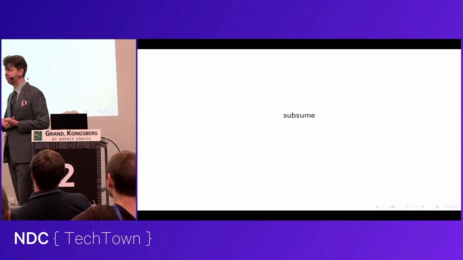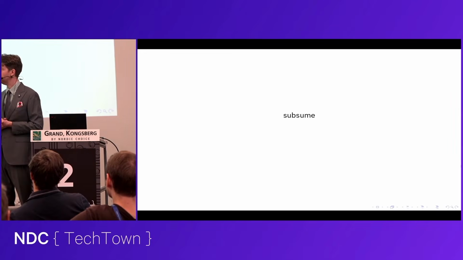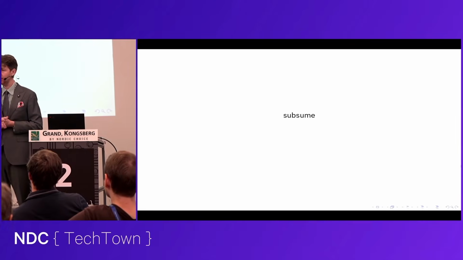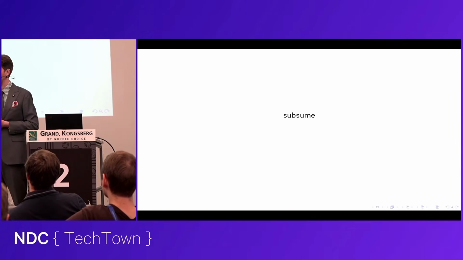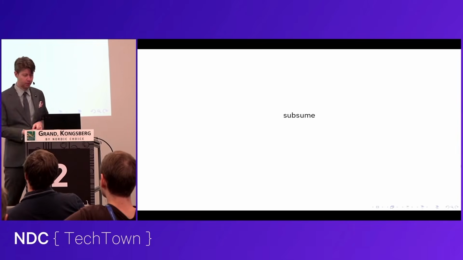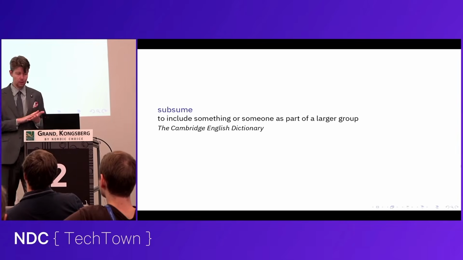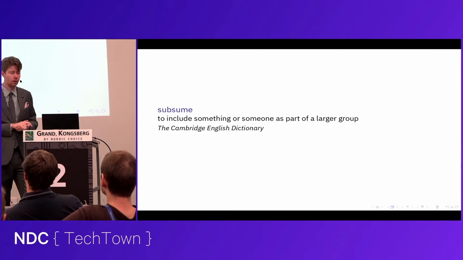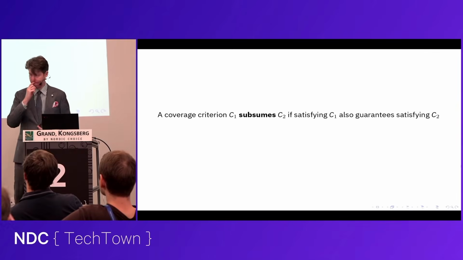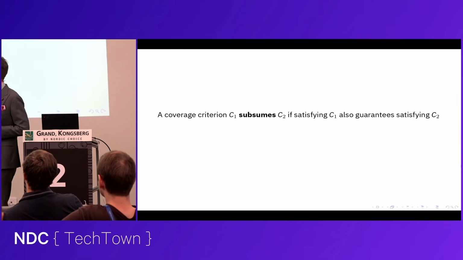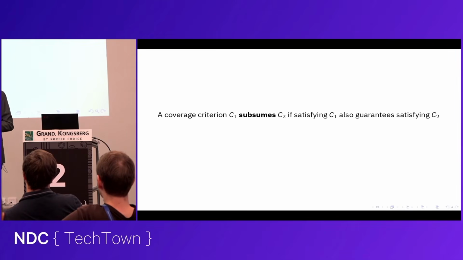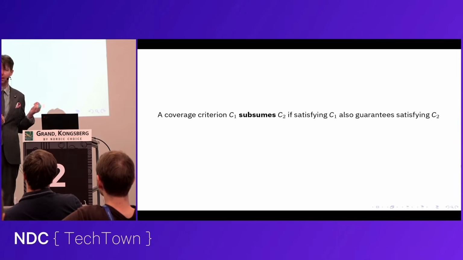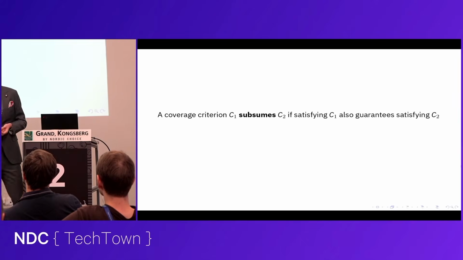So let's talk about subsumption. Subsumption is one of those words that you can kind of drop out, and usually with C++ people it makes sense because of concepts. But we're going to define it. To subsume is to include something or someone as a part of a larger group. In coverage, we use the word subsumption a lot. We say that a coverage criterion C1 subsumes C2 if satisfying C1 also guarantees satisfying C2. So roughly speaking, that means that it's a stronger criterion.